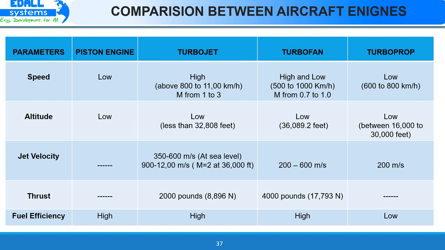Turboprop engine operates at low speeds, that is between 600 to 800 km per hour. Turboprop engine operates at low altitudes between 6,000 to 30,000 feet. Jet velocity of turboprop engine is 200 meters per second, and the fuel efficiency of turboprop engines is low. Here I have not included the thrust generated by turboprop engine. You can find out the thrust value generated by turboprop engine and put up your answer in the comment section. With this, I will end this session here.